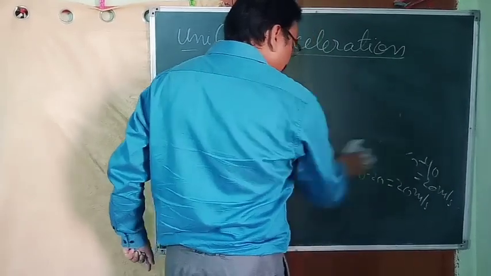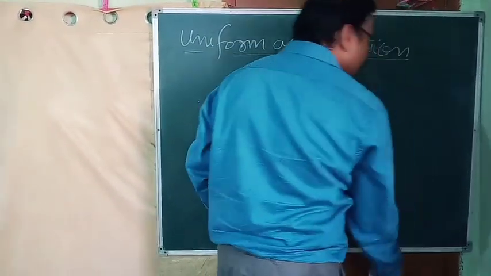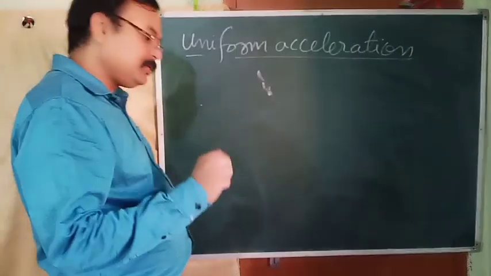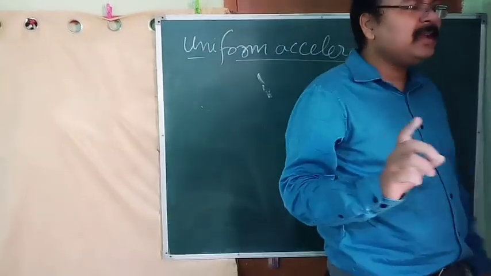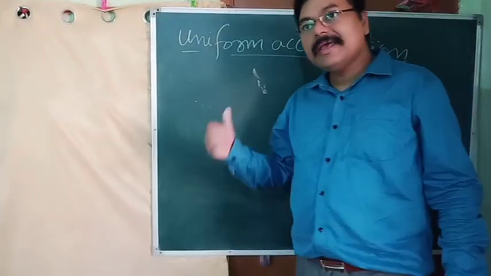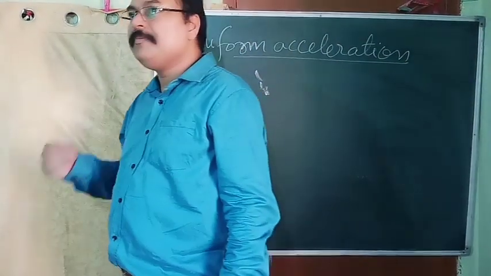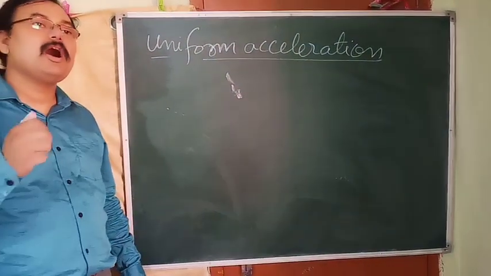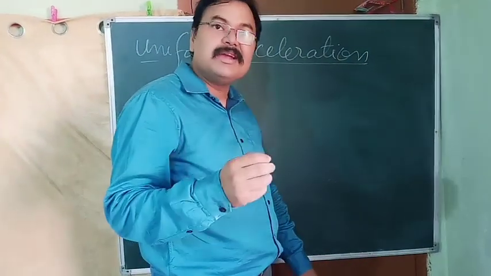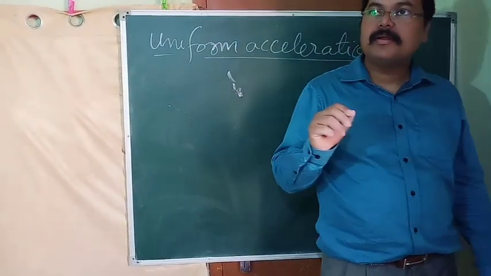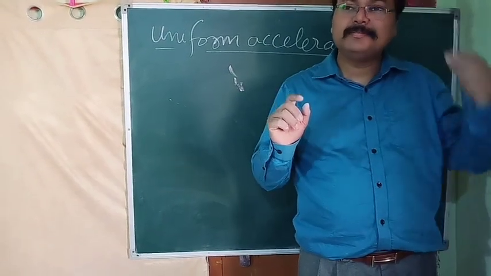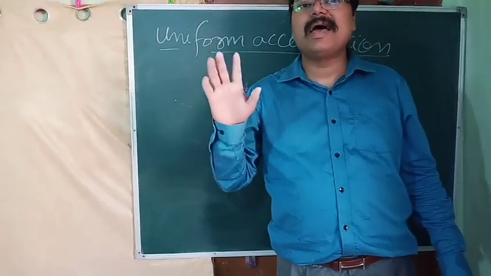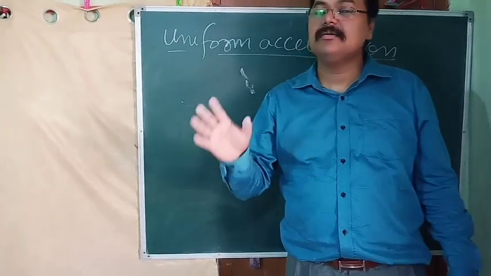When the velocity of a body changes by equal amount in equal intervals of time, however small the intervals may be, then the body is said to have uniform acceleration or constant acceleration.